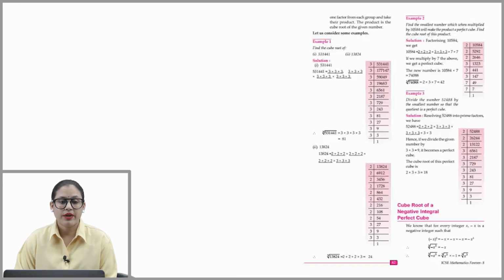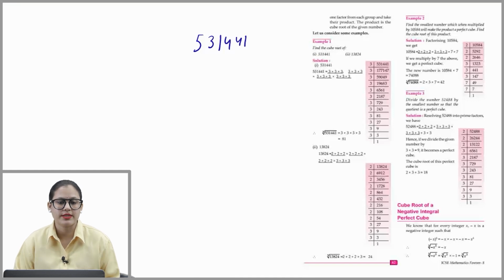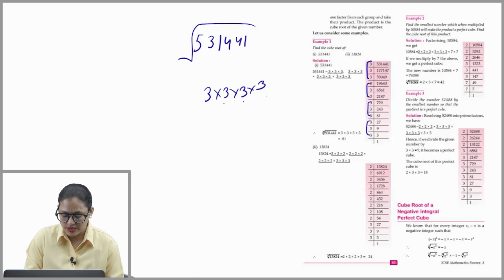For example, we have to find the cube root of 5314441. We will use the prime factorization method. After finding the prime factorization, we group in threes: 1, 2, 3, 1 group, 1, 2, 3, 1, 2, 3. Here we have formed 4 groups of 3, that is 3 into 3 into 3 into 3. 3 into 3 is 9, 9 into 3 is 27, 27 into 3 is 81. That means the cube root is 81.